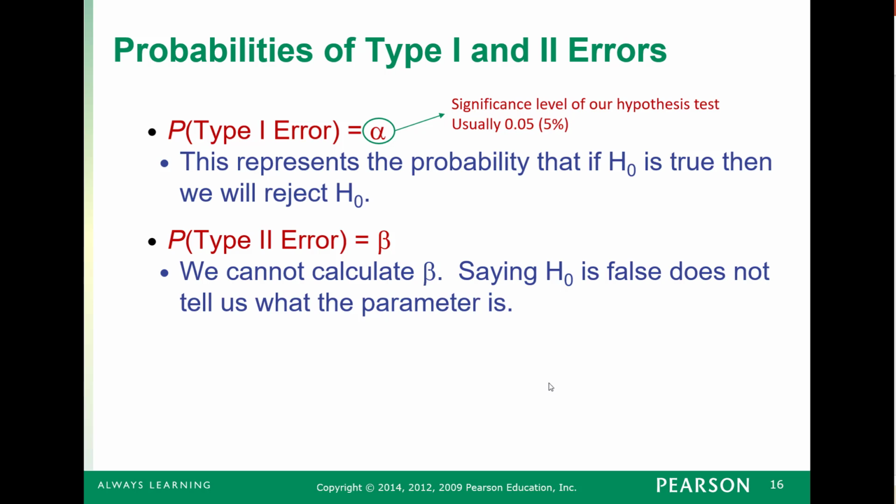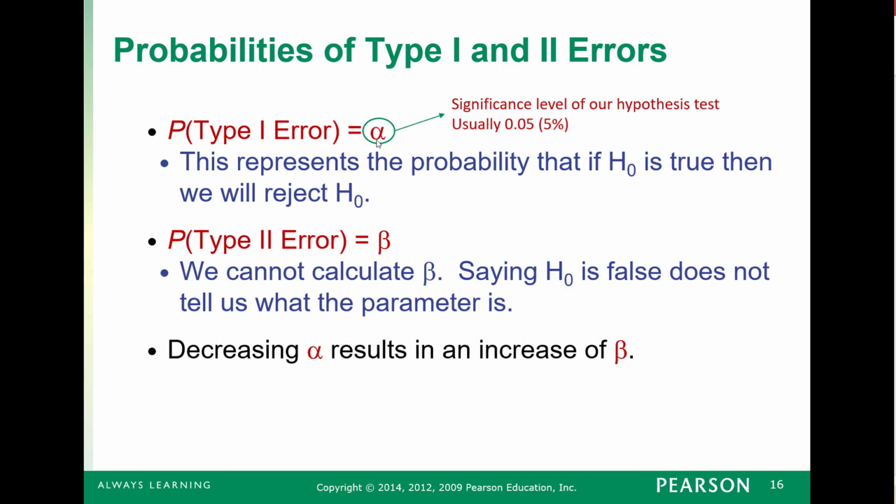And in this class, we're not going to calculate what the chance of a type 2 error is. You can, but we're not going to do it. That's usually reserved for a second course in statistics. But we are going to discuss a couple of things you can do to lower your chance of a type 2 error. Well, what can we do to lower our chance? So the problem with just choosing a really small significance level is that decreasing alpha results in an increase in beta. If you make it harder to commit a type 1 error, you're making it easier to commit a type 2 error.